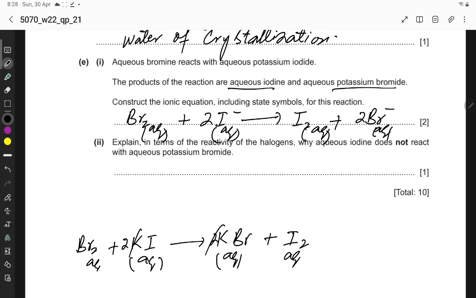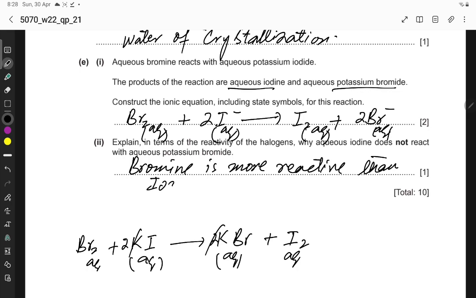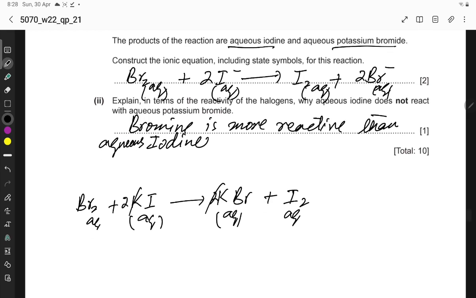Explain in terms of the reactivity of the halogens why aqueous iodine does not react with aqueous potassium bromide. Bromine is more reactive than iodine.